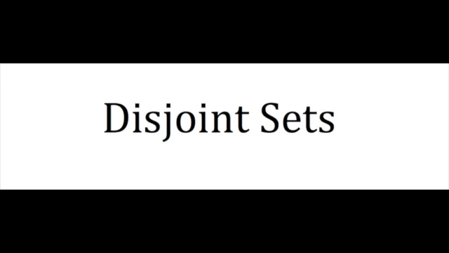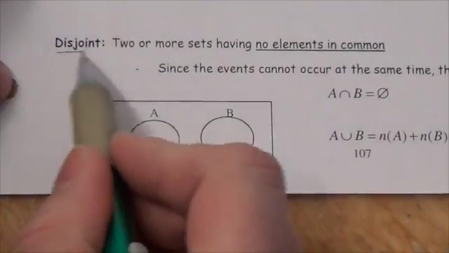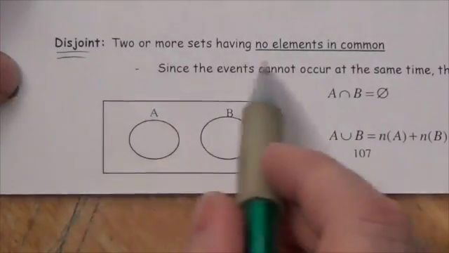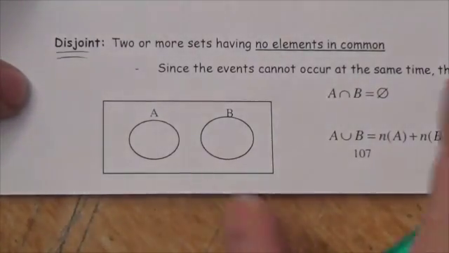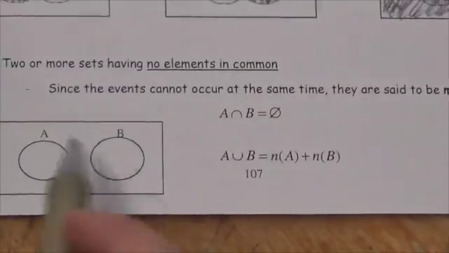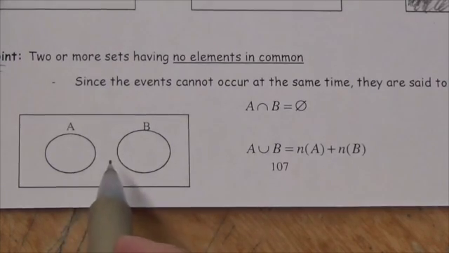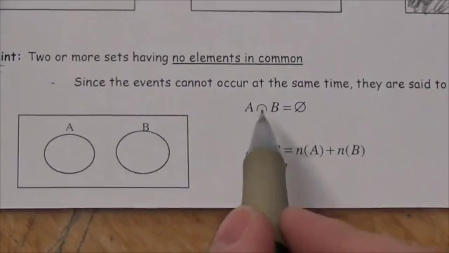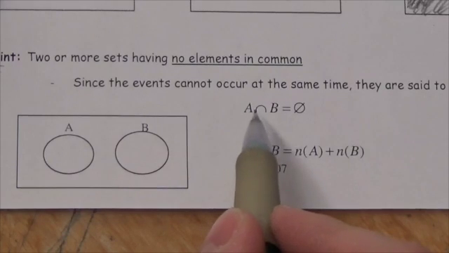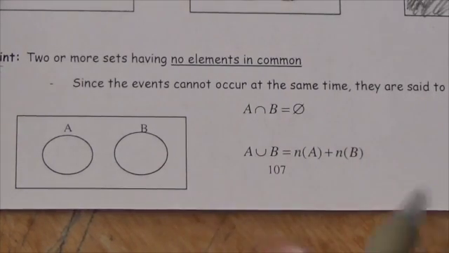At this point, we're going to introduce the concept of disjoint sets. Now we're going to throw a little bit more vocabulary at you. Disjoint: two or more sets that have no elements in common we call disjoint. This Venn diagram, A and B here, is a good example. There's no overlap between them. In other words, you might want to say it like this: the intersection between A and B, A cap B, is the empty set. There is nothing that is contained between them.